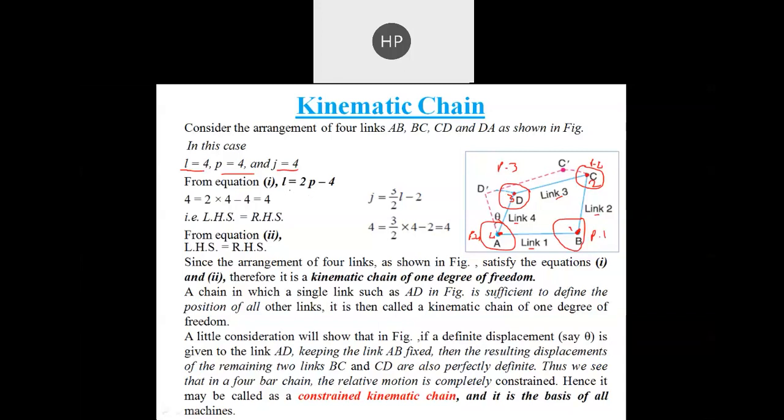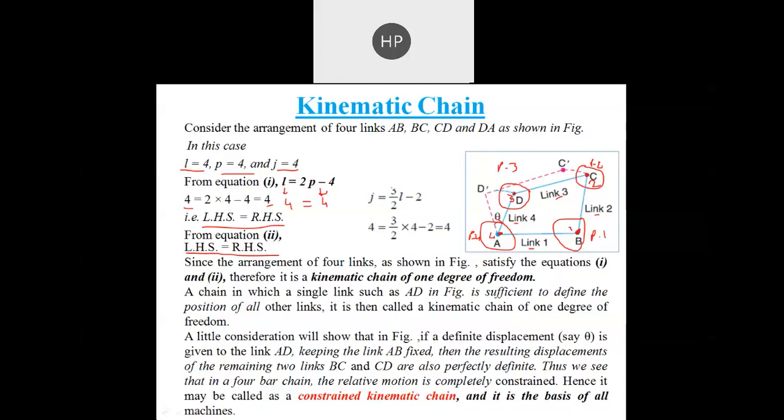Now we simply use the equation L is equal to 2p minus 4. So L is 4. Now 2 into p, where p is 4, so 2 into 4 minus 4 is equal to 4. So for the left hand side, the L value is 4, and the 2p minus 4 is also 4. So the left hand side is equal to the right hand side for equation number 1.